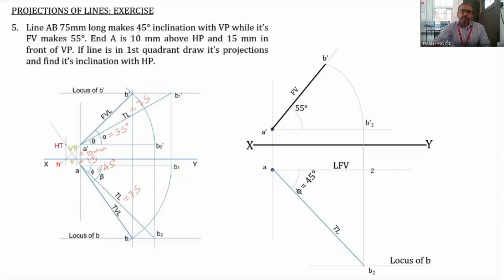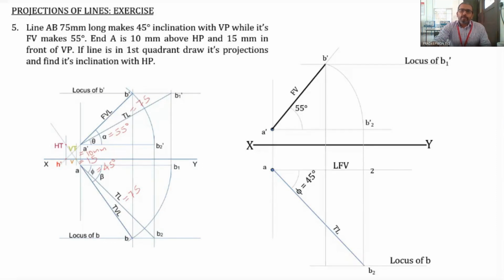And now we can draw the locus of B dash also. Locus of B dash, not B1 dash. It is the locus of B dash. It is the locus of B1 dash also. Both will be lying in the same line. So the locus of B dash as well as the locus of B1 dash will be the same.